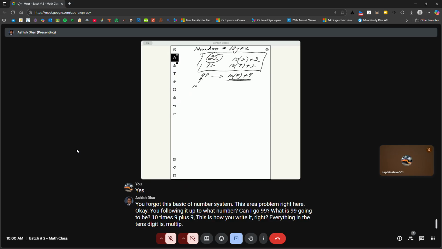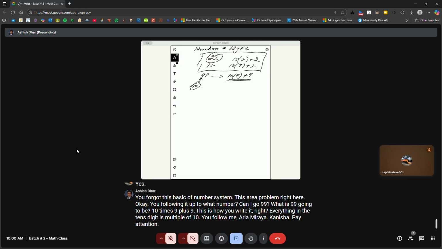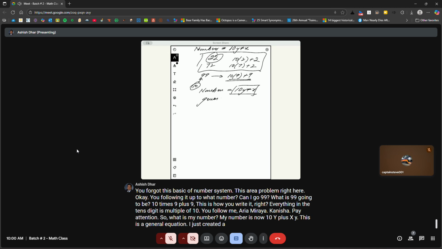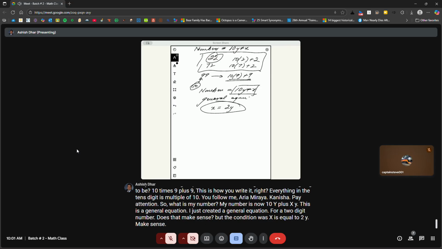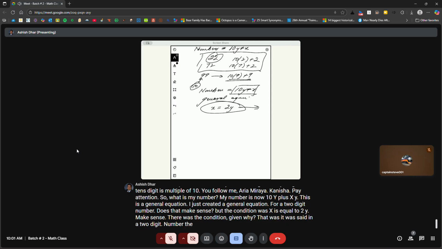Everything in the tens digit is a multiple of 10. You follow me? Arya, Miraya, Kanisha, pay attention. So my number is now 10y plus x. This is a general equation. I just created a general equation for a two-digit number. Does that make sense? But the condition was x is equal to 2y. That was the condition given: in a two-digit number, the units digit is twice the tens digit.